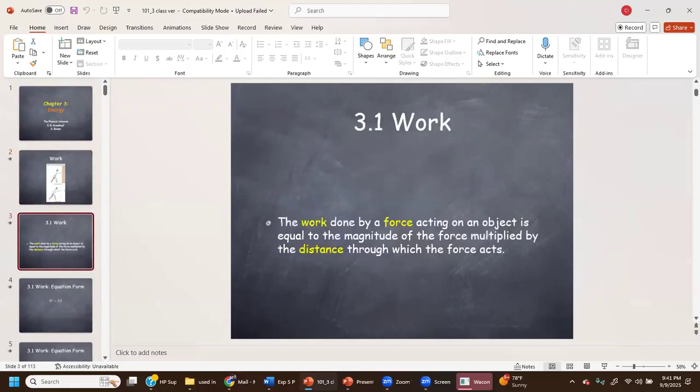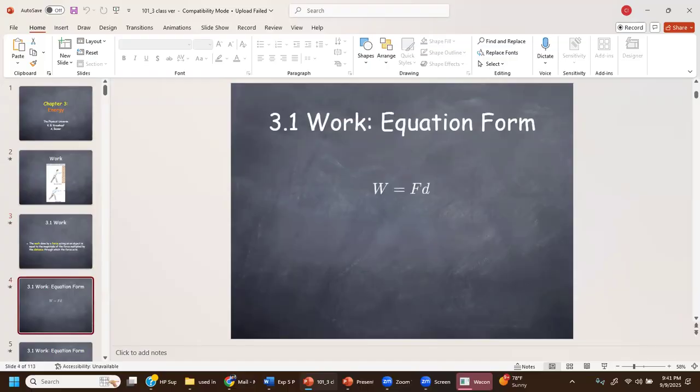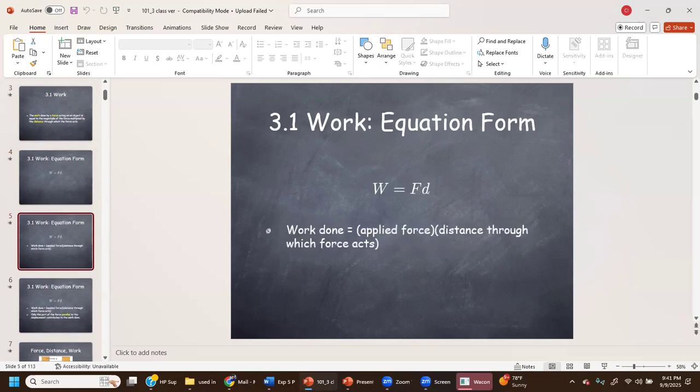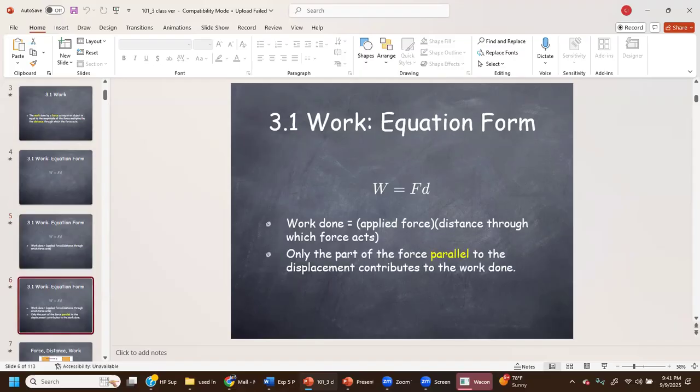So the work done by a force acting on an object is equal to the magnitude of the force multiplied by the distance over which this force acts. And that's what we just explained: the work equals your force times your distance. Now, it's important to understand that only the part of the force parallel to the displacement, to the axis that you're working on, contributes to the work done.